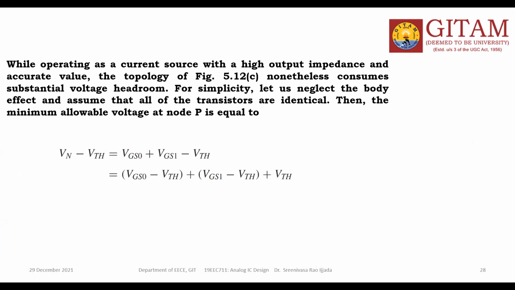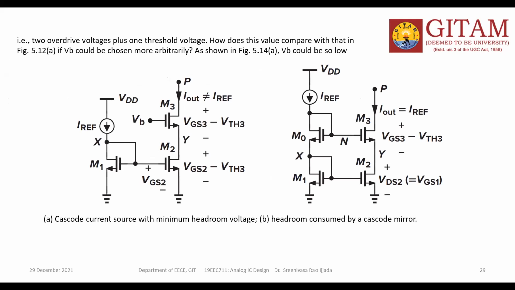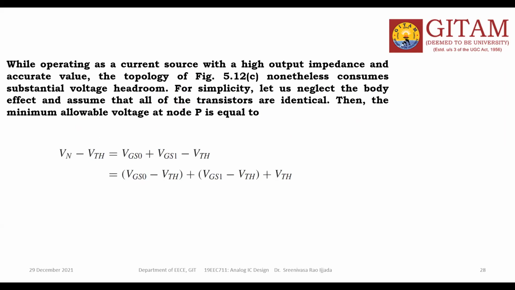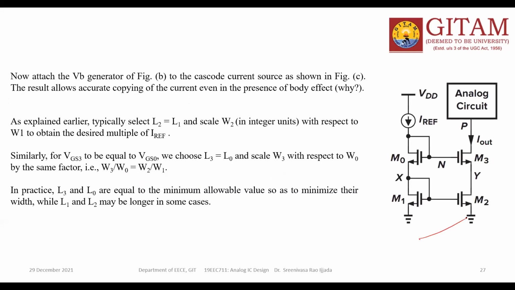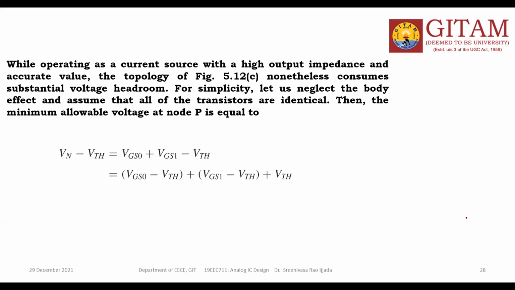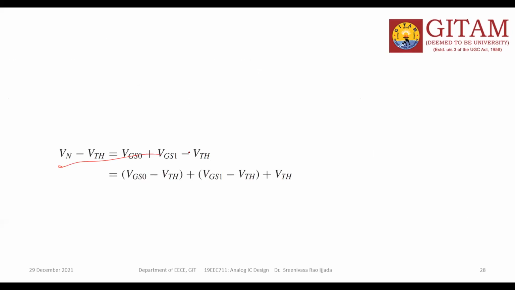While operating as a current source with a high output impedance and accurate value, the topology nonetheless consumes substantial voltage headroom. For simplicity, let us neglect the body effect and assume that all of the transistors are identical. Then the minimum allowable voltage at P is equal to... This is the concept I am talking about in this picture. Where is P? This is P.